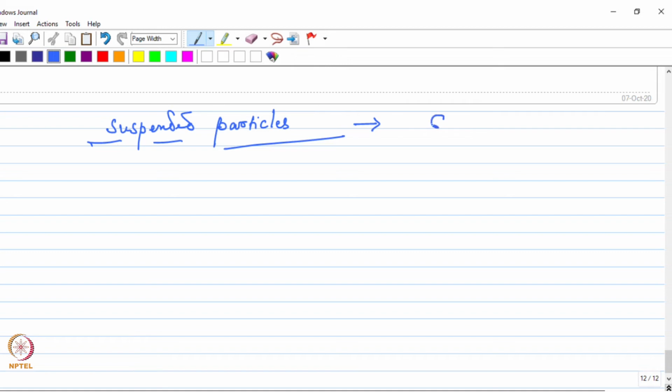So here we are basically adding some grain refiners into the liquid metal, and these grain refiners will provide some solid suspended particles in the melt, and these will act as the preferential or heterogeneous nucleation sites.